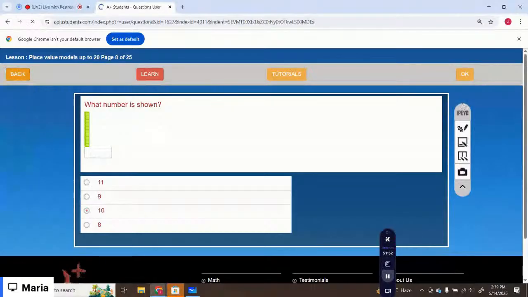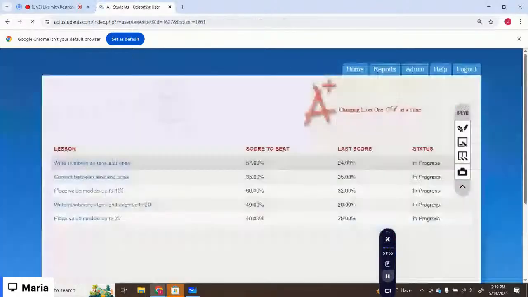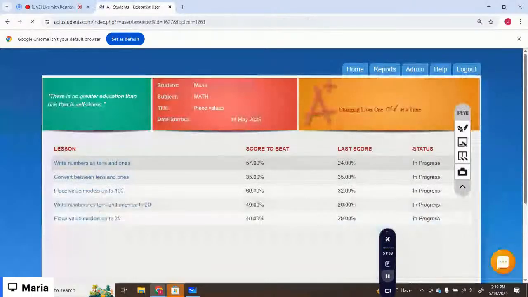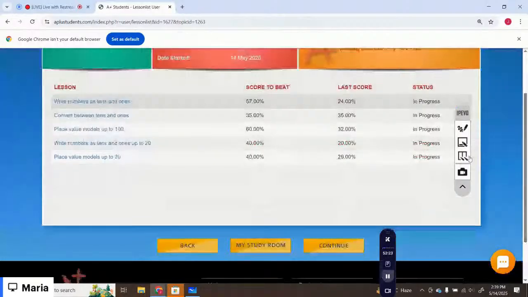Okay, you can complete the lesson by yourself. This was grade 1 math. The chapter we're working on is place values. The lessons we have covered today are write numbers as tens and ones, convert between tens and ones, place value models of numbers, write numbers as tens and ones up to 20, and place value models up to 20.